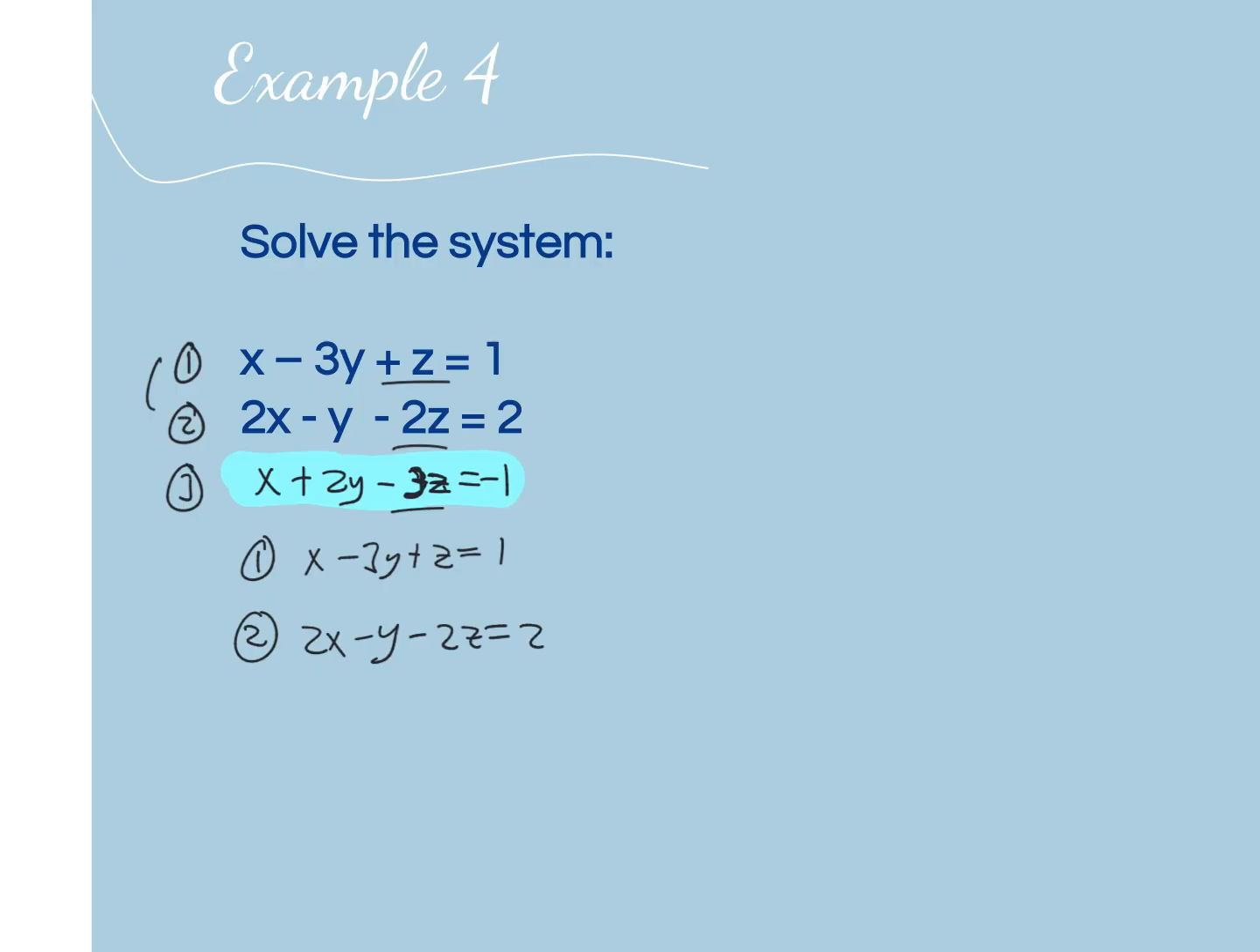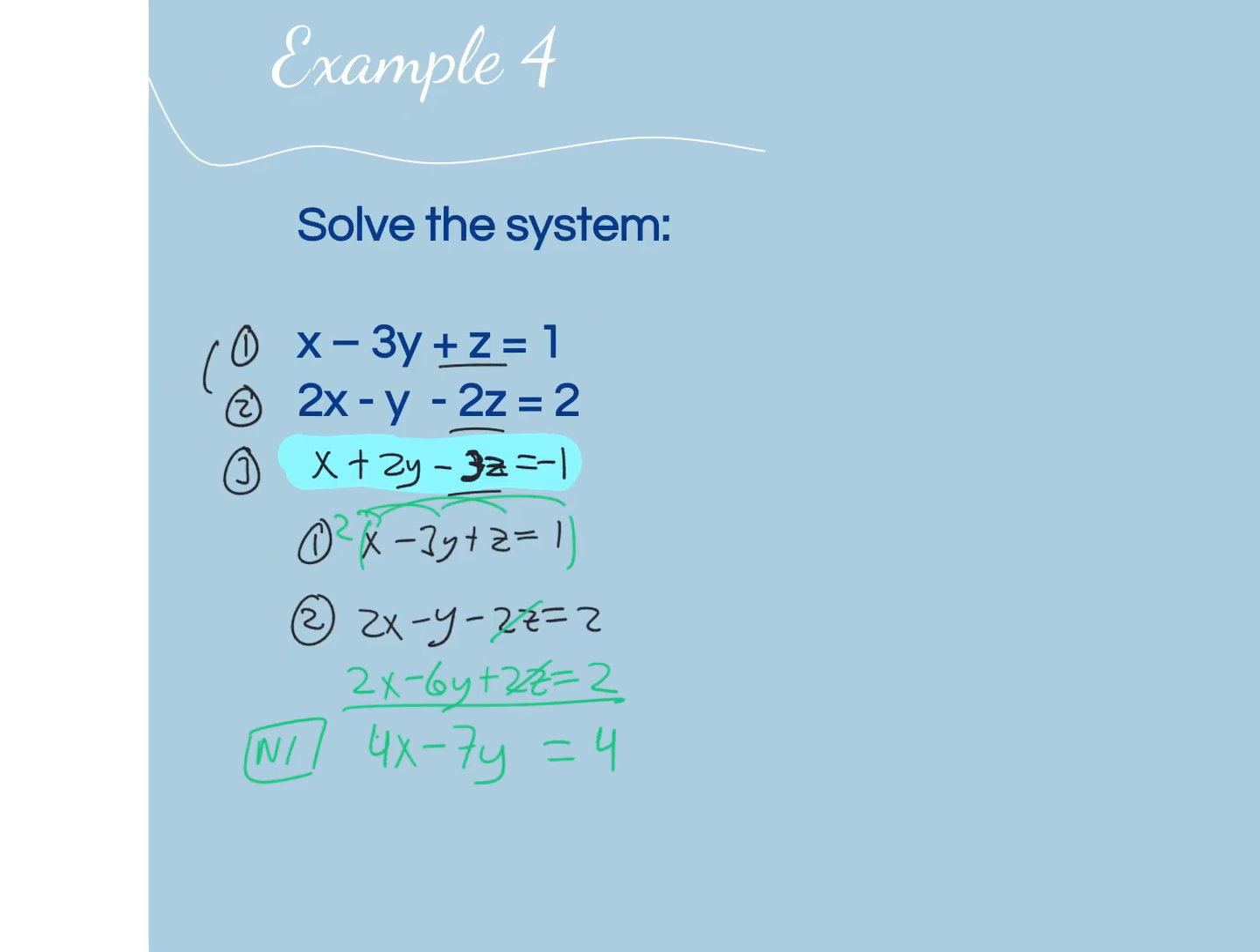In order to cancel these out, I need the z's to have the same but opposite coefficient, so I'm going to multiply that first equation by 2. This gets us 2x minus 6y plus 2z equals 2. When you combine these, 2x plus 2x is 4x. Negative y minus 6y is negative 7y. Negative 2z plus 2z goes away. Now you just have an equation in two variables. This equals 4. I'm going to call this new equation 1. We can do the same thing with equations 1 and 3.